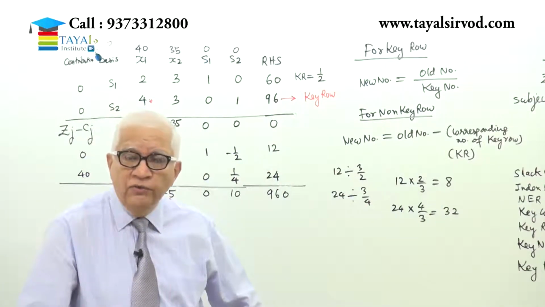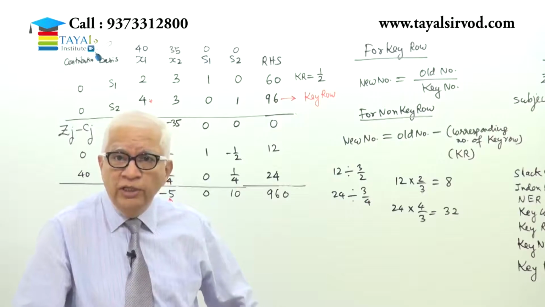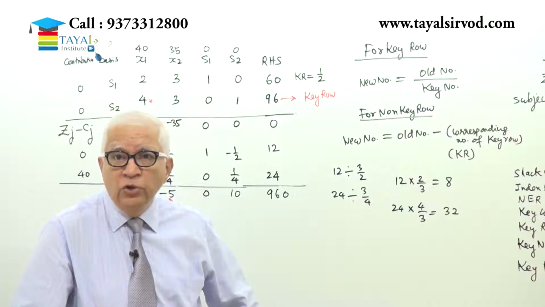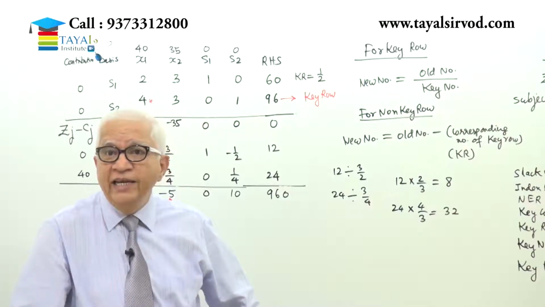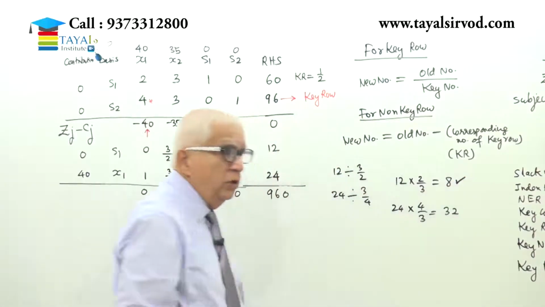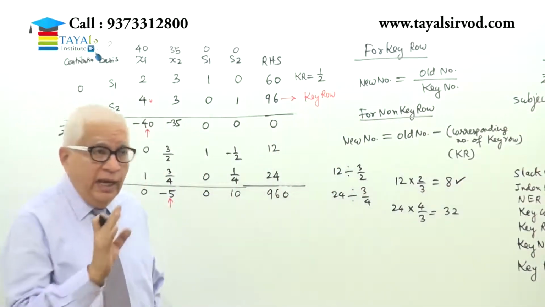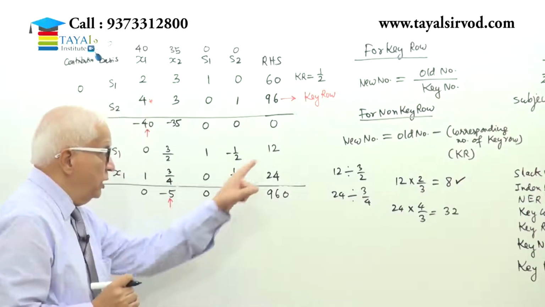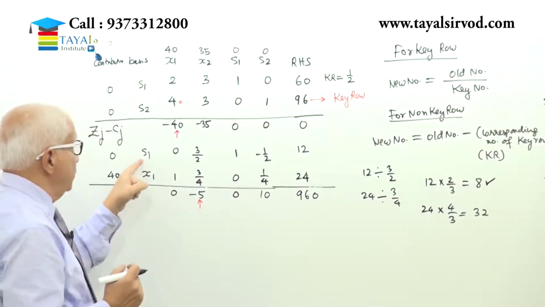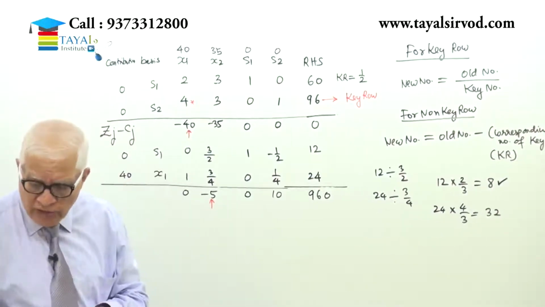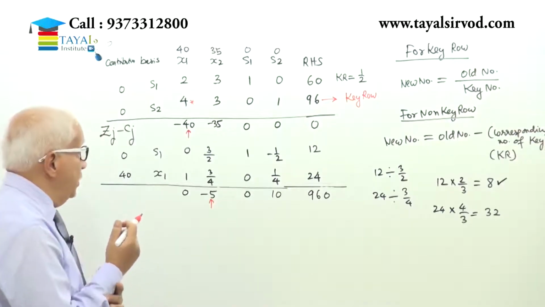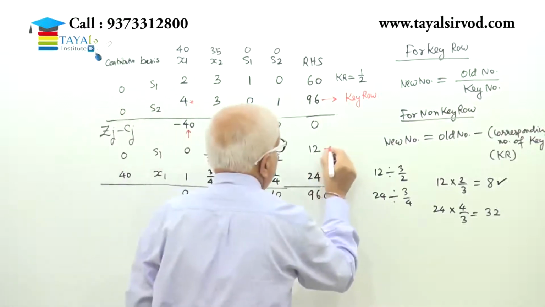So the two divisions of RHS value upon value in the key column are 8 and 32. Which of them is the lower positive value? 8 is the lower positive value. Between 8 and 32, the lower positive value is 8. And therefore 8 happens in respect of which row? 12 divided by 3 by 2 is the lowest division, and therefore the first row S1 gives me the lowest division of RHS value upon key column value. Therefore my key row is S1.